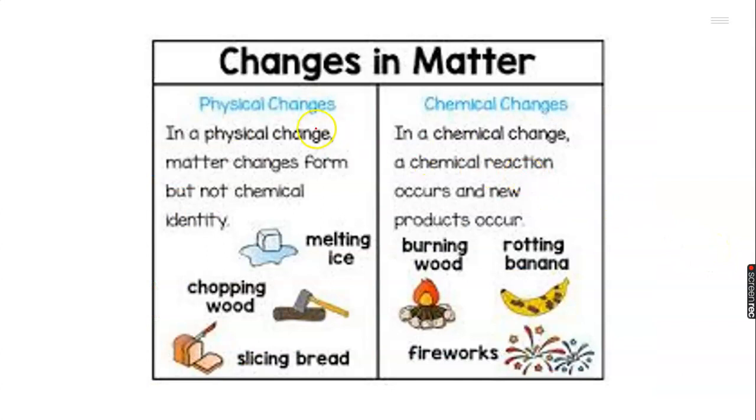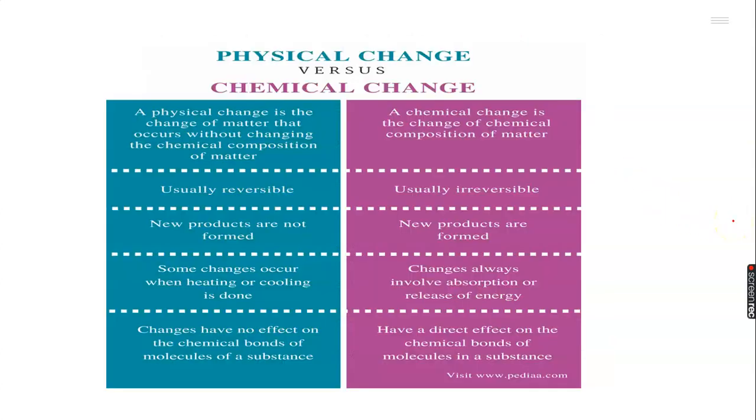Then changes in matter. We have physical and chemical change. So, physical change versus chemical change. You can call them the differences between physical change and chemical change. In physical change, there is a change of matter that occurs without changing the chemical composition of matter. But in chemical change, what happens is the change of chemical composition of the matter.